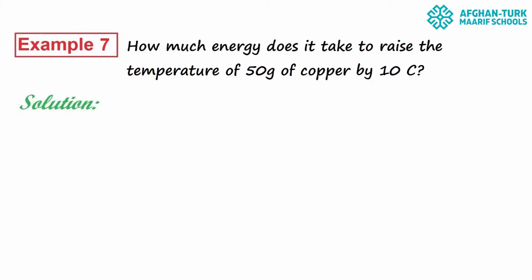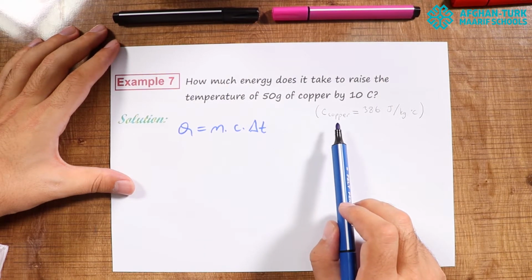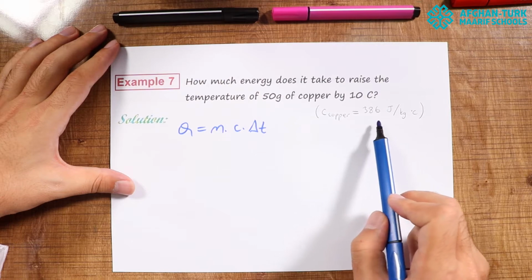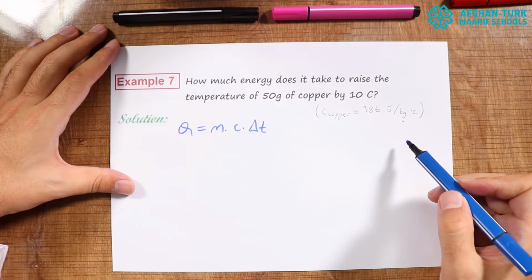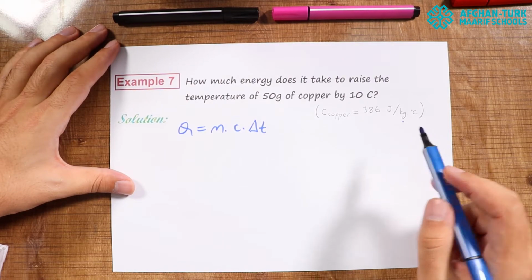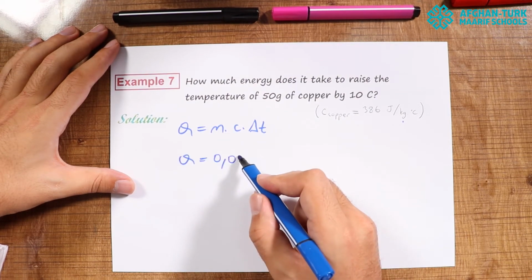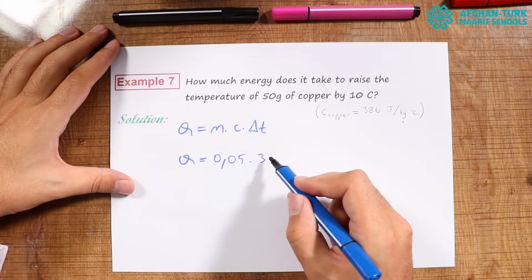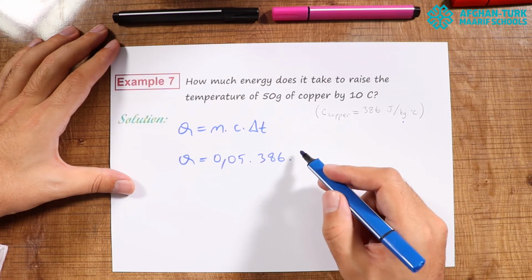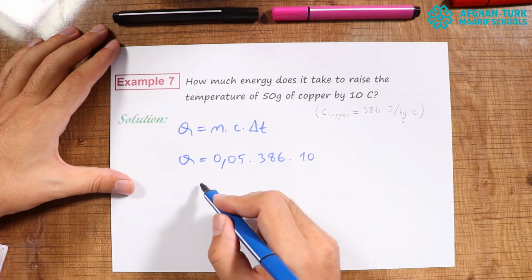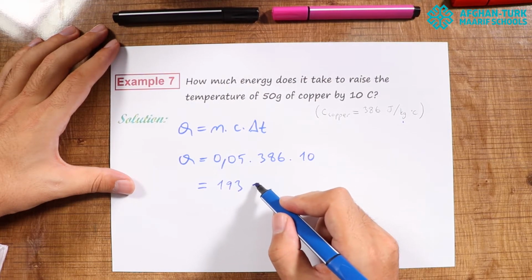This one is also very similar. Again, by using the same formula we can get the answer. The specific heat capacity of copper is 386, and because it's in kilograms, as you can see, we need to transform the gram to kilogram. I will find the needed energy as 0.5 times 386 times delta T, which is 10 degrees. So from here I can find 1930 joules.